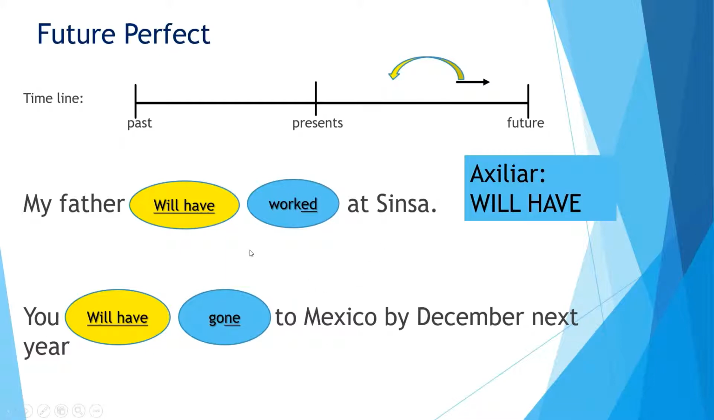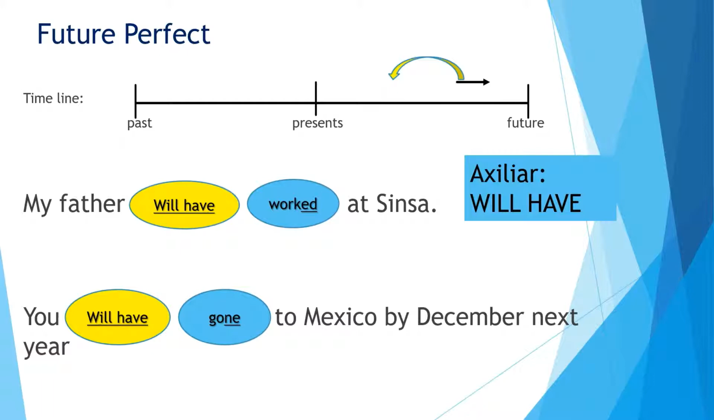Perfecto. So, for example, this is a better sentence. You will have gone to Mexico by December next year. Tú habrás ido a México. Y escuchen bien, habrás ido a México para diciembre del próximo año. O sea, esa acción de ir ya va a haber terminado en este mes de diciembre del próximo año. Yo ya habré completado, o esa persona ya habrá completado, ¿verdad?, la acción de ir a México en el futuro. Entonces, para eso usamos el futuro perfecto. That is how we use the future perfect.